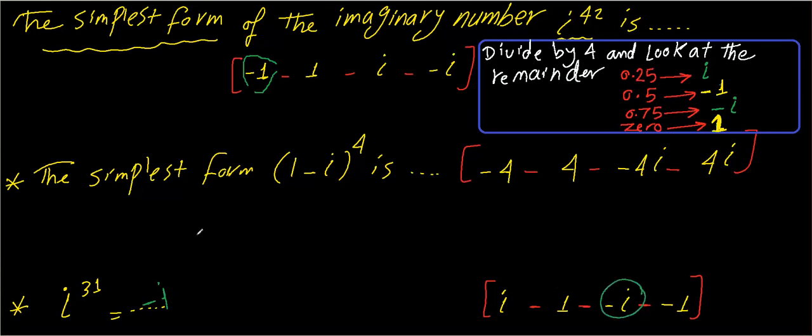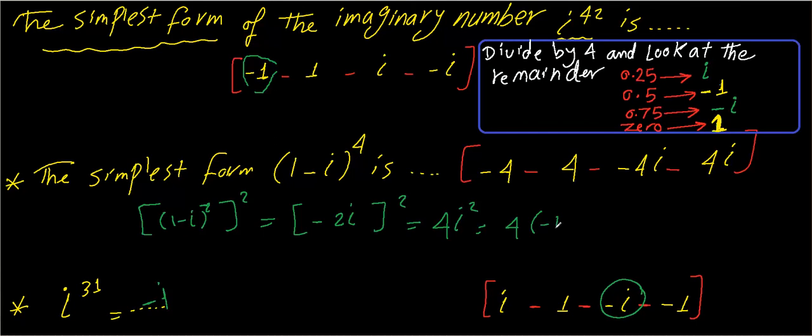The simplest form of the bracket 1 minus I all power 4. We can write 1 minus I all power 4 as 1 minus I all power 2, all power 2. 1 minus I all power 2 will be negative 2I. Negative 2I power 2: negative 2 power 2 equals 4, I power 2 equals negative 1, 4 times negative 1 equals negative 4. Number 1.